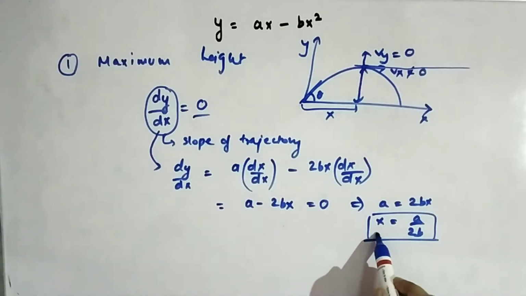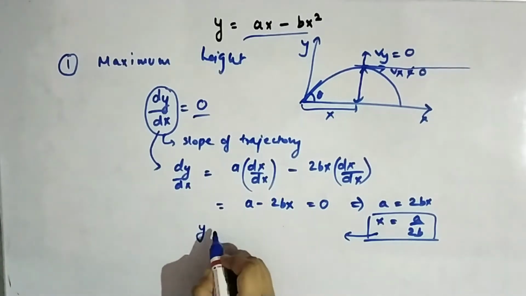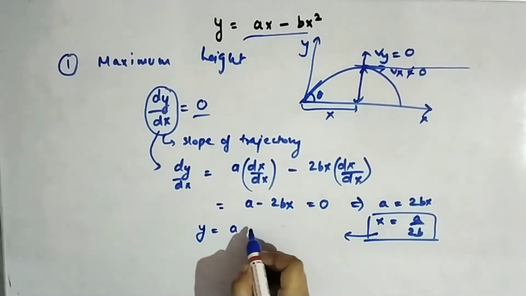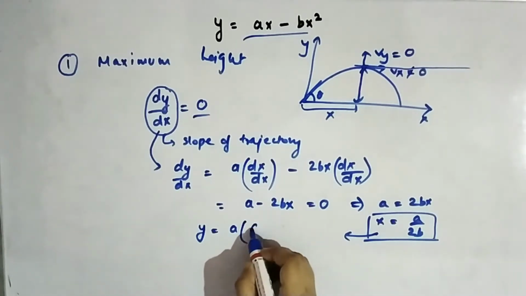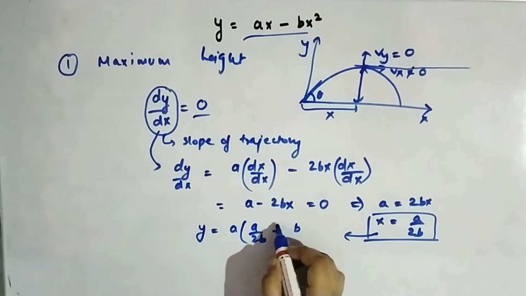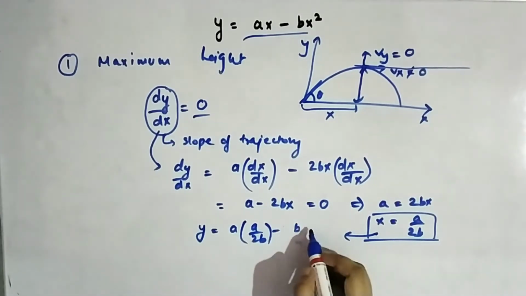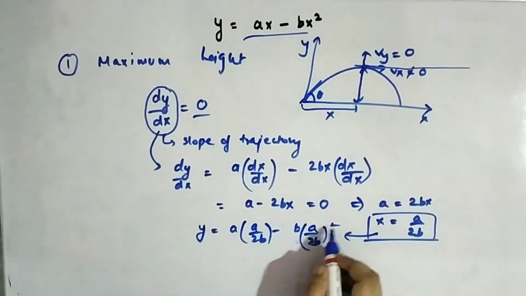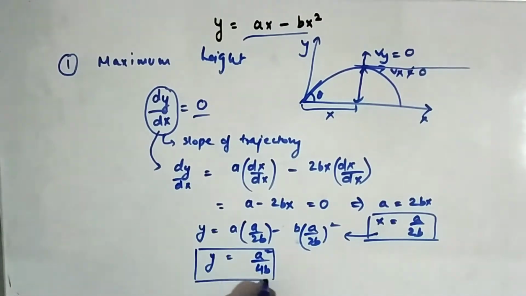Now if we insert this back into our equation, we'll get the height at that particular x, which is the maximum height. Solving this will get you a square by 4b. This is the maximum height.